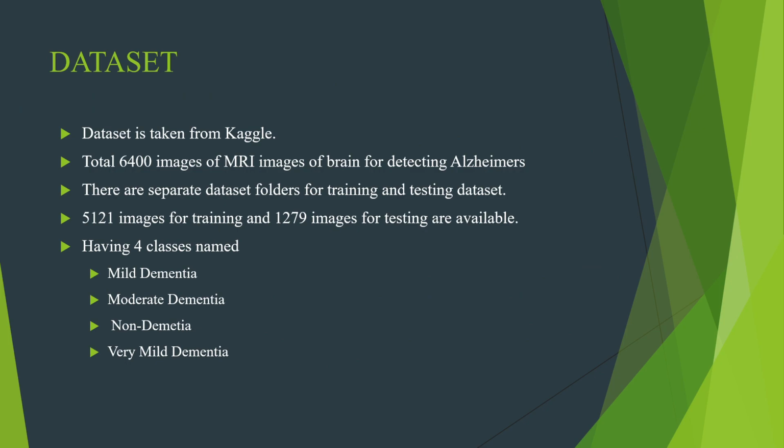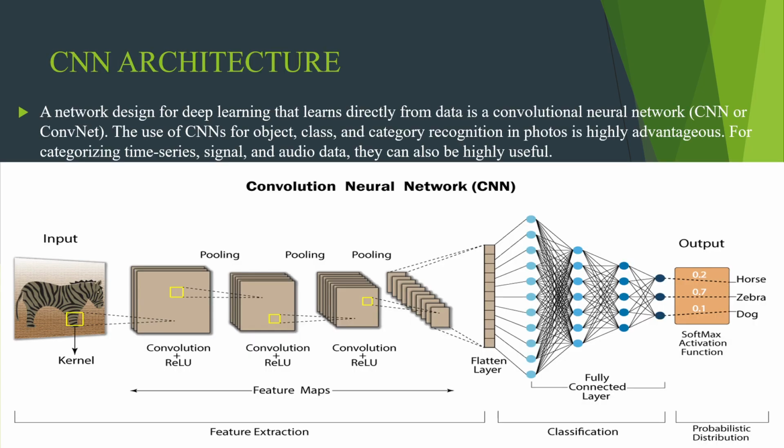Next, about the dataset. I downloaded the dataset from Kaggle and my dataset has 6400 images in total. Among these, I split the data into training and testing: 5121 images I used for training and 1279 images I used for testing. In my dataset there are 4 classes: mild dementia, moderate dementia, non-dementia and very mild dementia. Next is CNN architecture.